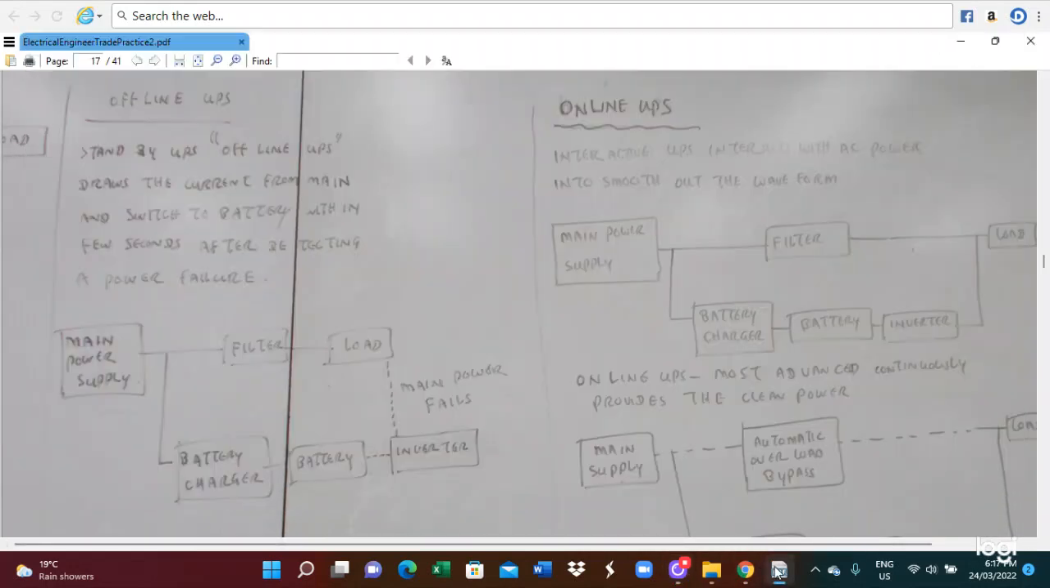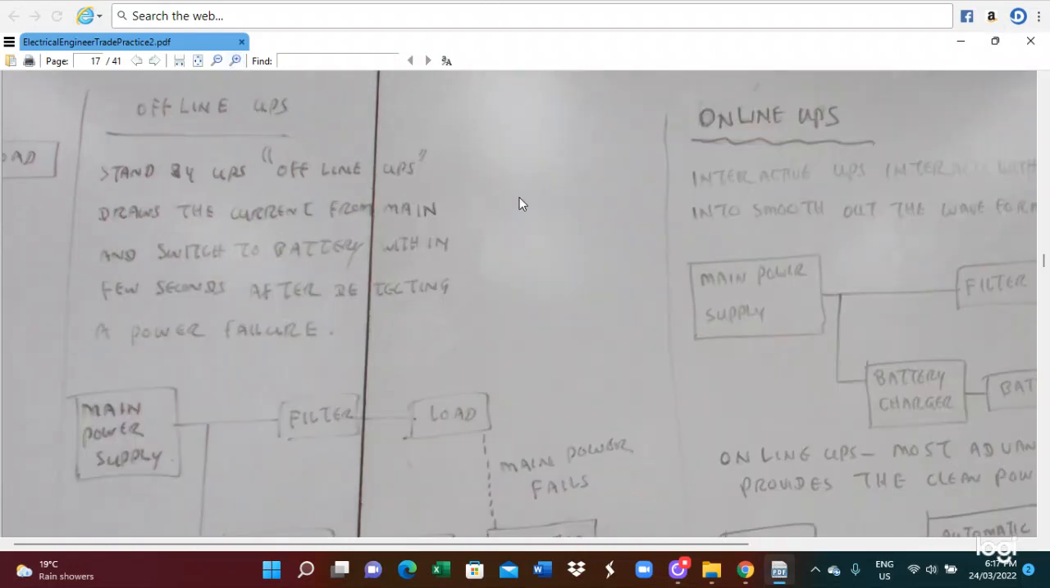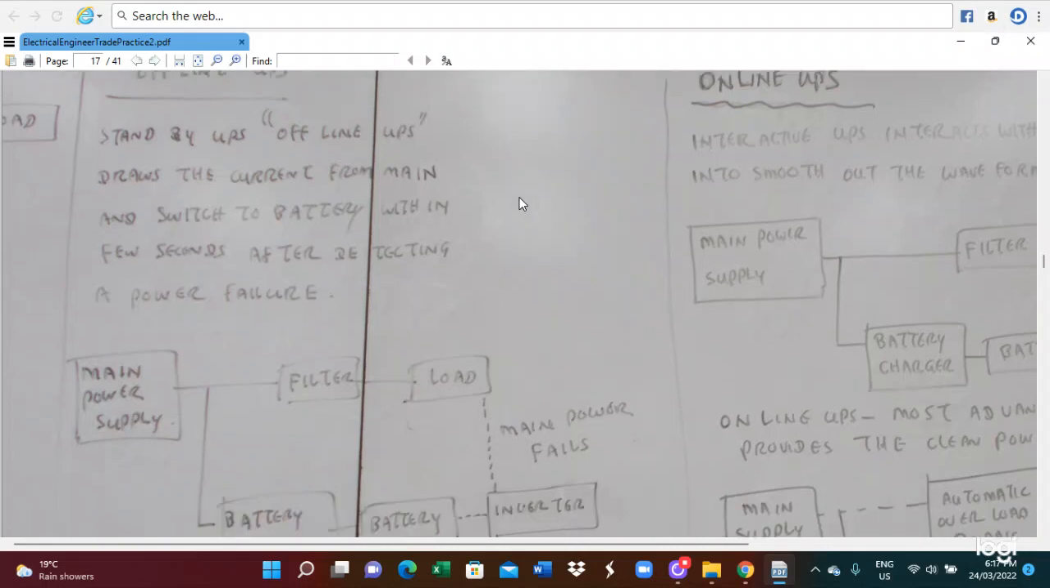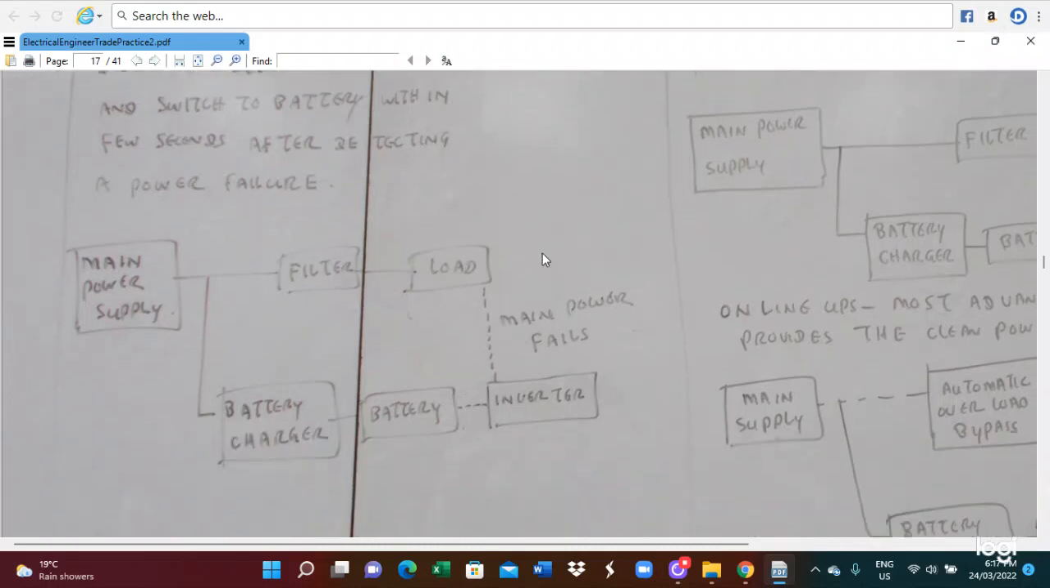So there are two kinds of UPS, an online and an offline power supply. Offline UPS draws the current from the main supply and switches to the battery within a few seconds after detecting the main power failure. So this is the offline UPS system.